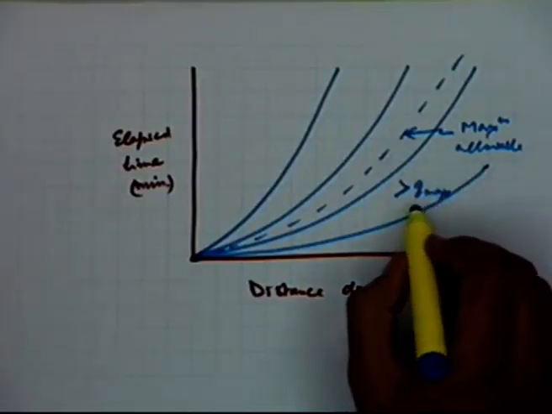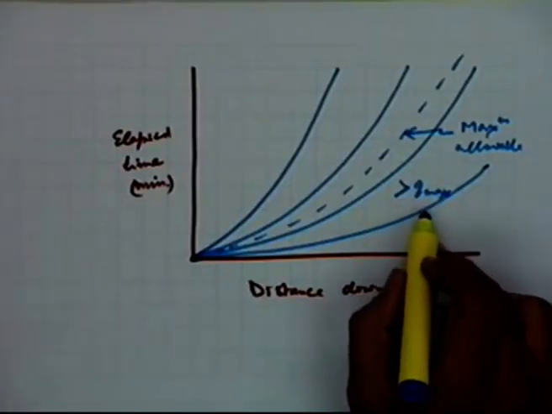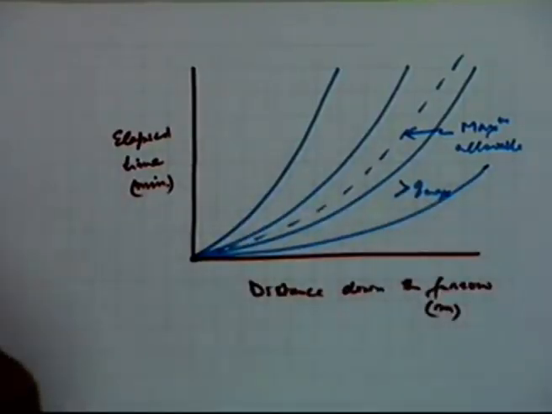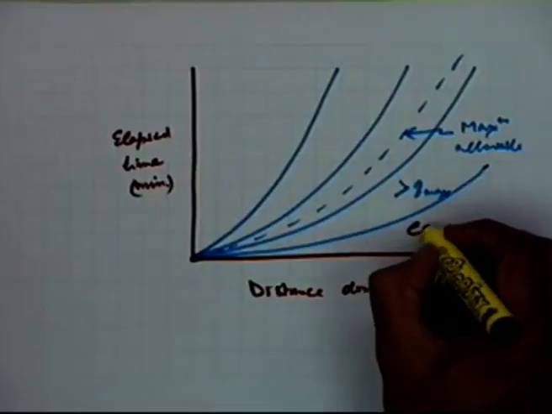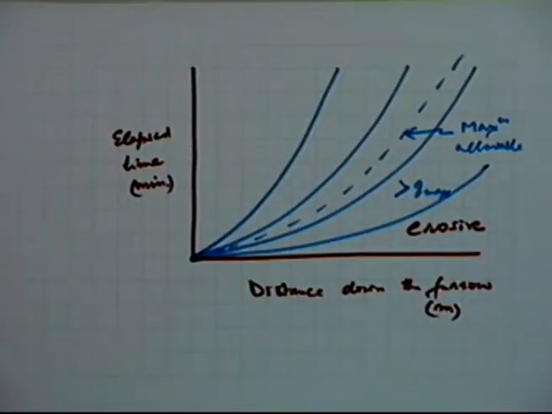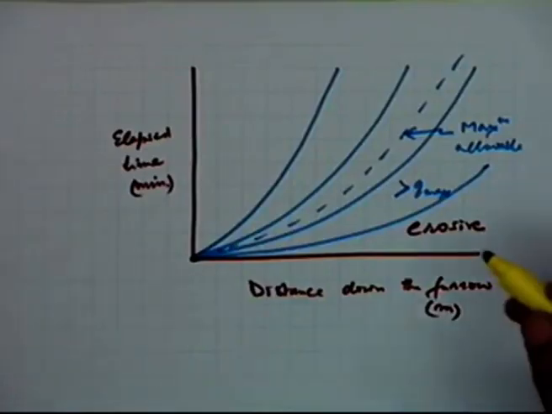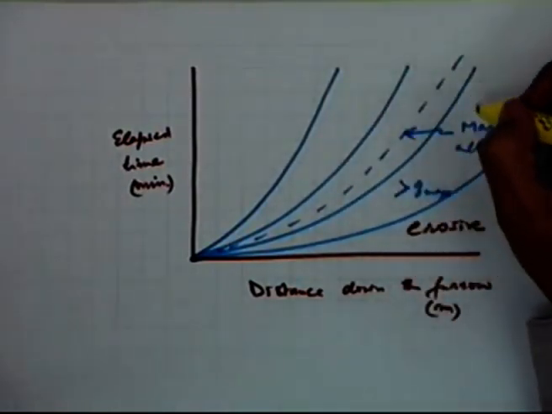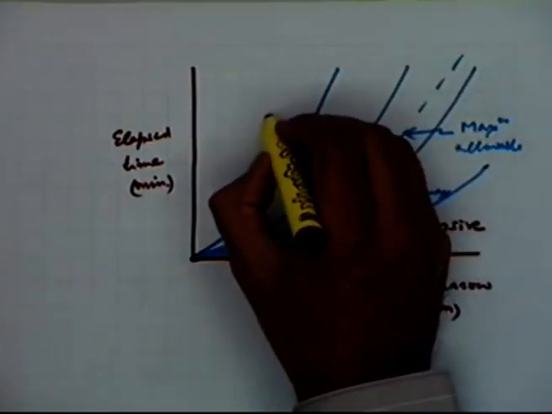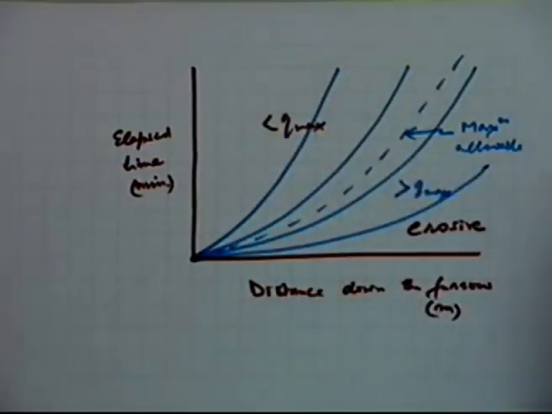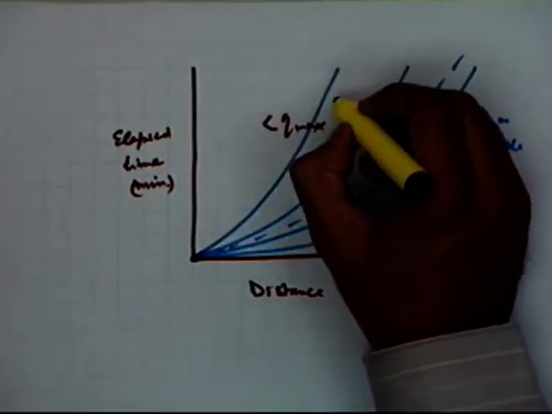And the others, these are the sizes which are greater than Q maximum, and they will be creating erosion in the field. And on this side of this maximum allowable, these are the stream sizes which are less than Q maximum, and they are non-erosive.